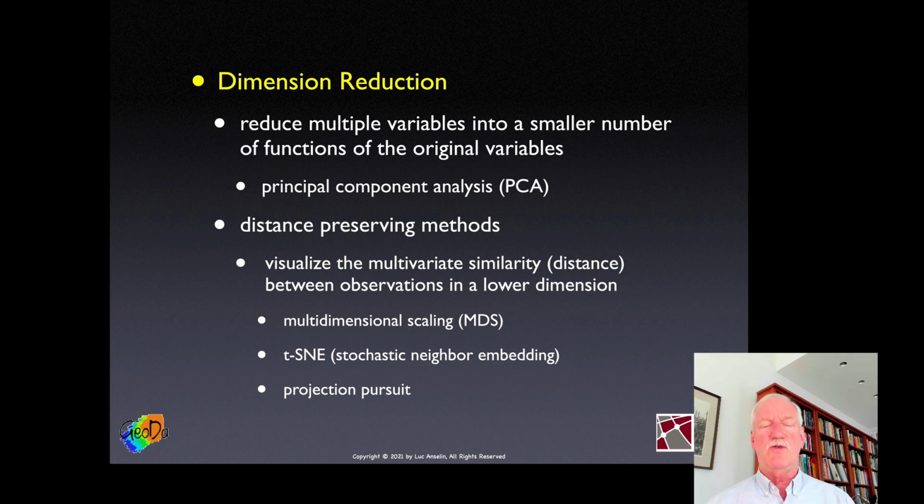And the way we do that is we try to mimic the relative positions in 10 dimensions. In other words, the distances between the observations in 10 dimensions as closely as possible in the lower dimensions. So we try to preserve the relative positioning from the high dimension in a lower dimension. Of course, this is not going to be ideal, but that is the objective of distance-preserving methods.